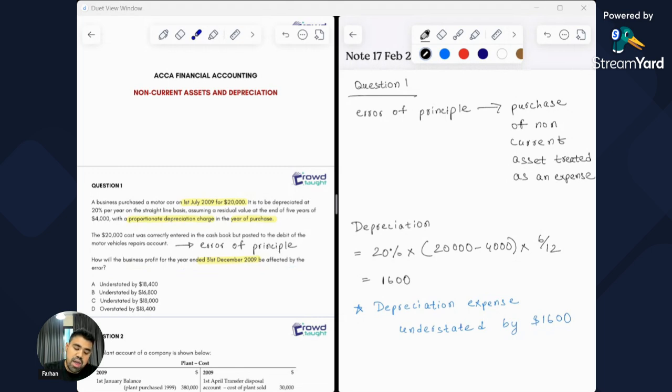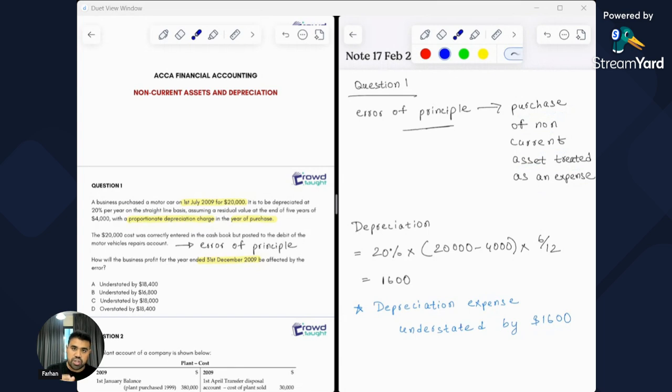So we know that we have an error of principle, and the reason this is an error of principle is because we have shown the purchase of non-current asset as an expense. Now, this means that we have understated our non-current assets by $20,000, which is the cost price involved in this question. Now, when the cost of the non-current asset is understated by $20,000, it is logical to say that we will also understate the depreciation, because in the books we haven't included the cost of the non-current asset of $20,000, as a result of which we will fail to calculate the depreciation as well.